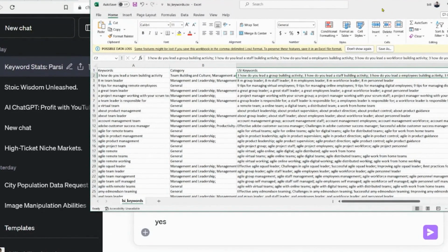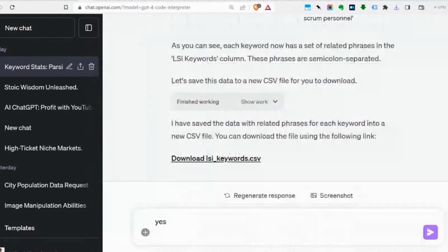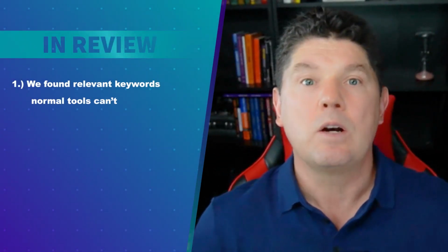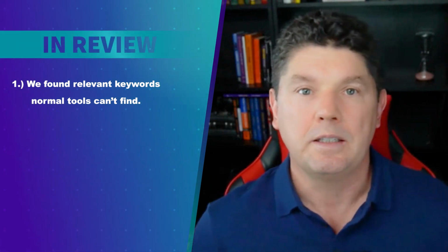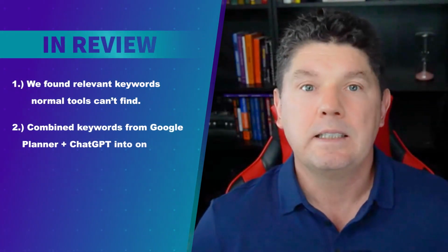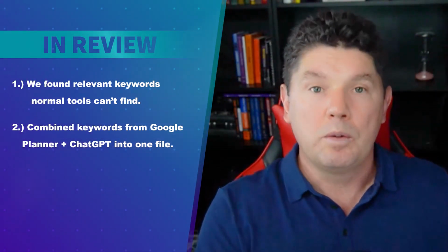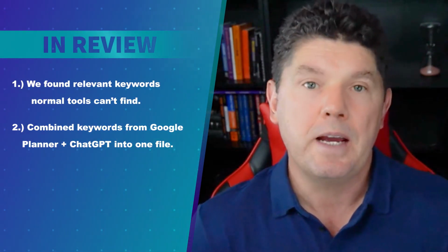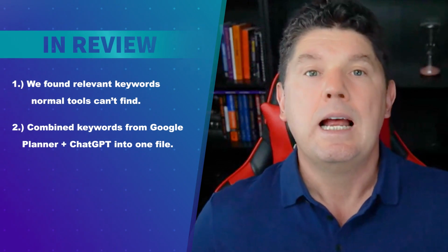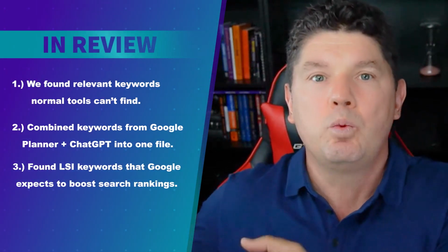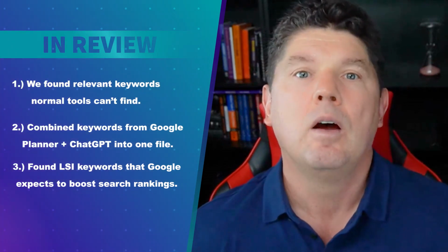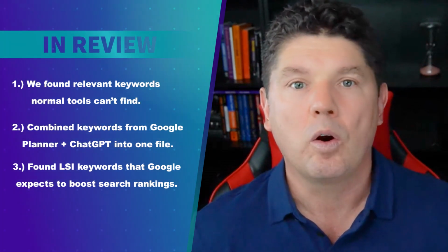And we've done a couple of things here that are really, really powerful. We found relevant keywords that our normal keyword tools would never find. Then we organized all of those keywords from the keyword planner we got from Google, plus the keywords that ChatGPT found. We put them all together. Then we found related relevant phrases, the words that Google expects to see when it's going to be ranking our web pages.